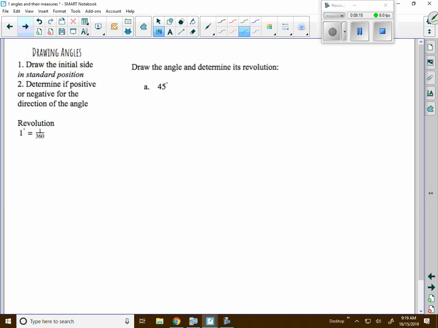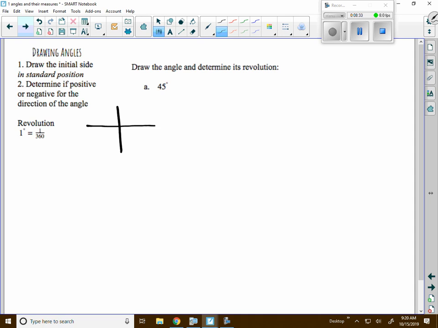So we're going to walk through what a revolution is, whether our angle is positive or negative, and how we draw angles. When you draw an angle, the first thing I want you to do is draw a coordinate plane, so your x and your y axis.